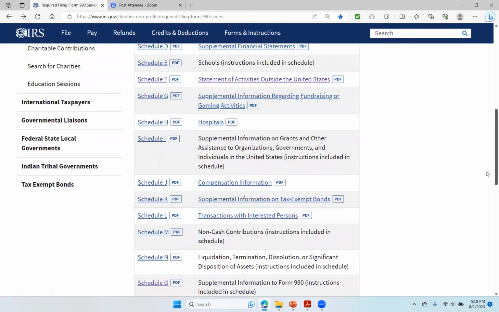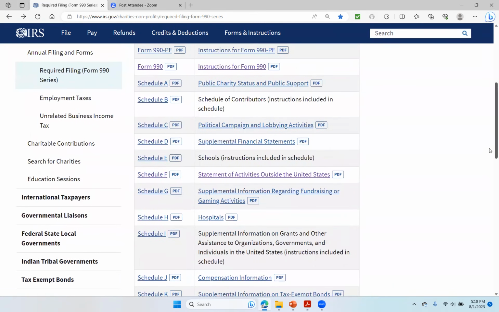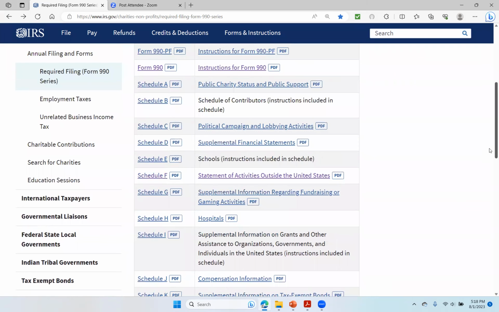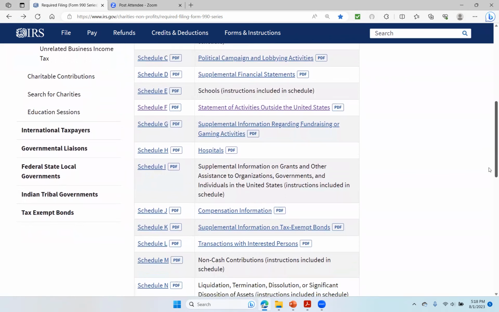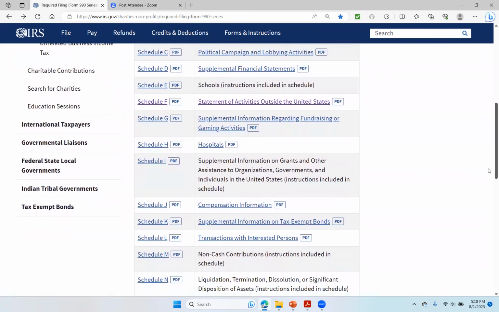So as you may recall, for my investigations, I believe that the Black Lives Matter Global Network Foundation should have completed a Schedule C, because the Schedule C is for political campaign and lobbying activities. You need to share more information about those. So I'm going to click on the Schedule C so that you can see what it looks like.